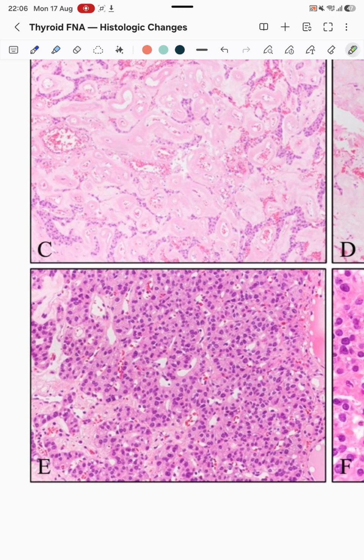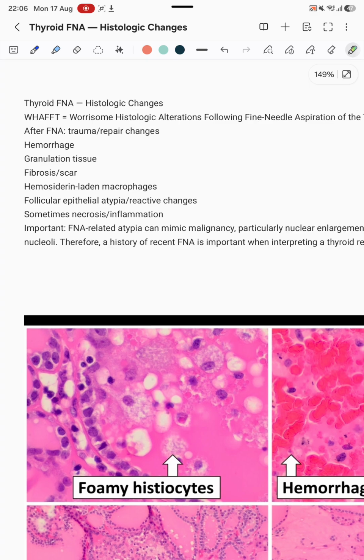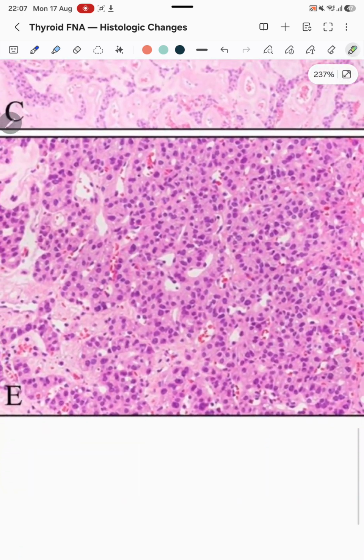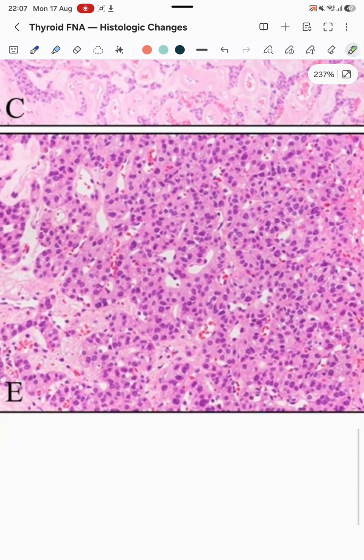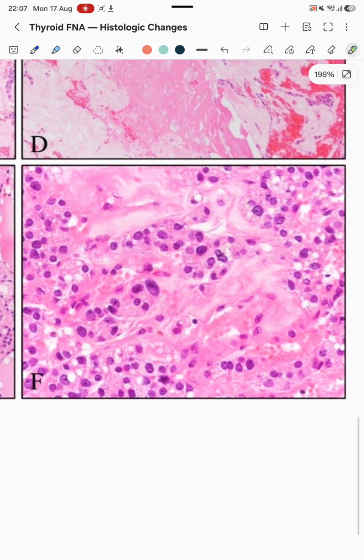Microfollicles. Is that what it is? Follicular epithelial atypia. There is something else called microfollicles, but I don't know. I think this is follicular epithelial atypia. Just saying. Yeah, this is another one.